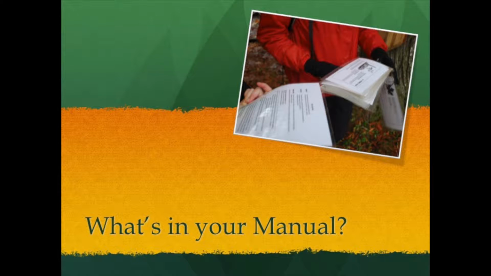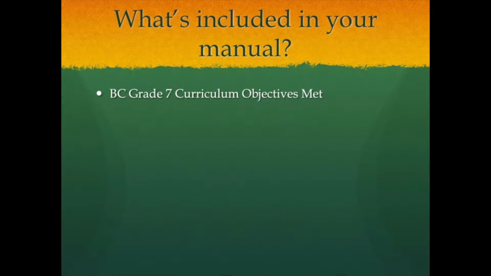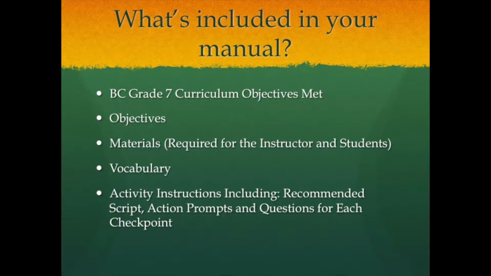You will see the following sections in your activity manual: the BC Grade 7 curriculum objectives met by this activity, the objectives for the activity, the materials that are required for the students and yourself to complete this activity, vocabulary to provide you with information about unclear terms prior to leading your students, and also as a resource so that you can appropriately respond to student questions. Finally, you'll find the activity instructions.